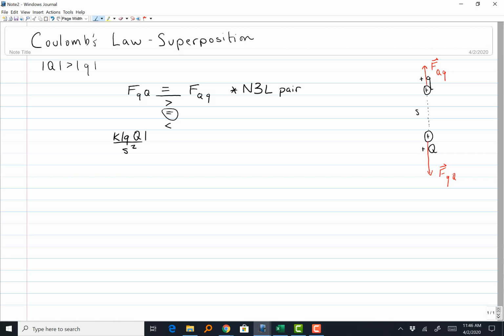And then I can do this again for the other force. If I want to be really specific, since I've changed my actor and object, maybe I'll change the order of the charges. But at the end of the day, we should be able to see that this is going to give us the same value. So these two forces are going to be equal to one another.